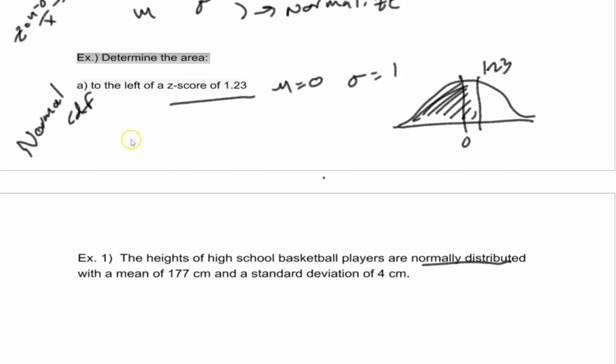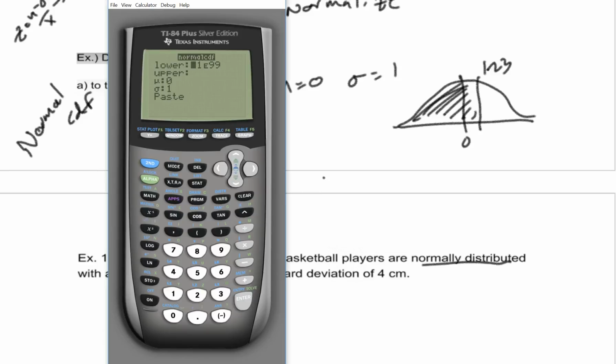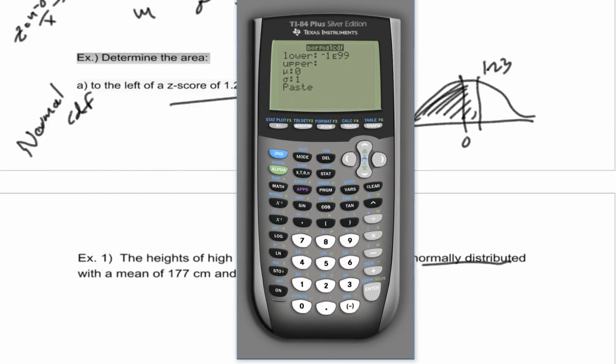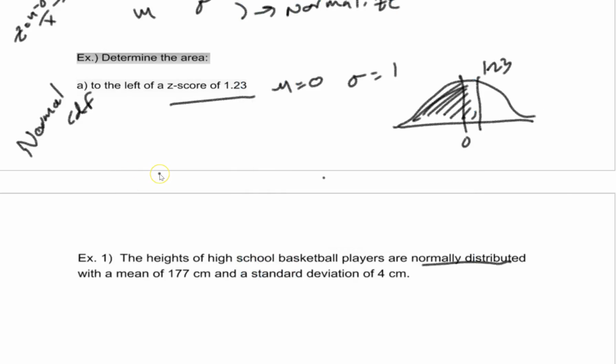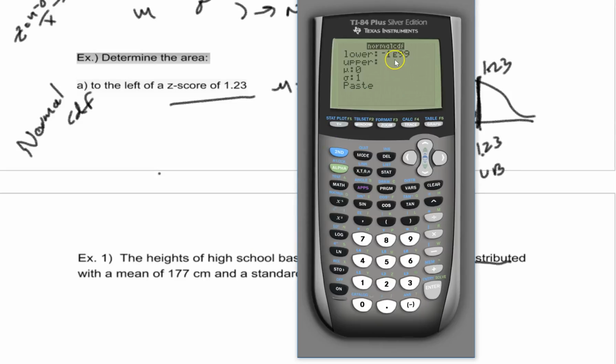So in this one we're doing normal CDF. Now if we look at our calculator, it gives us lower, upper, mean and standard deviation. In this case, my lower is my lowest, and that's negative infinity. Remember, our calculator cannot do negative infinity, so what we're going to do is negative E99. Now, that's my lower bound. My upper bound is the highest I go, in this case 1.23, sorry. That's my upper bound. My calculator here already has my lower bound set up for you, negative 1 E99.